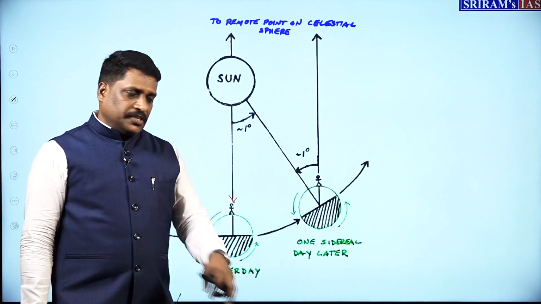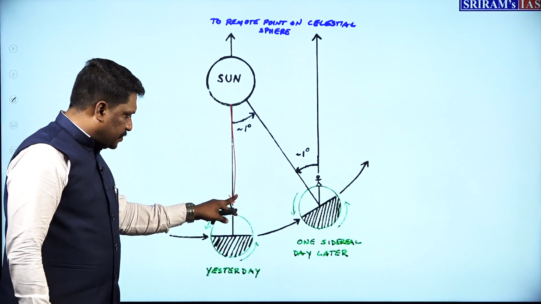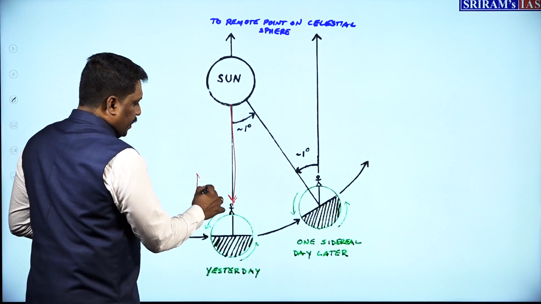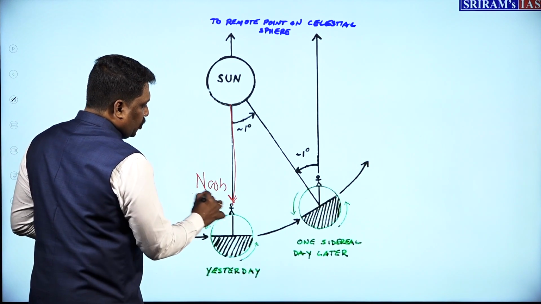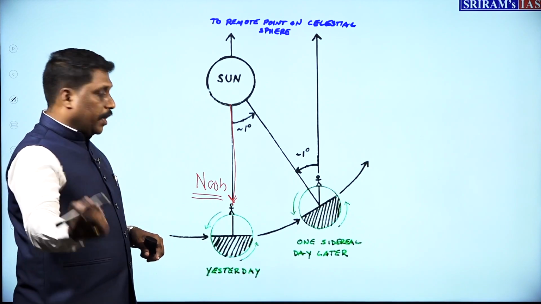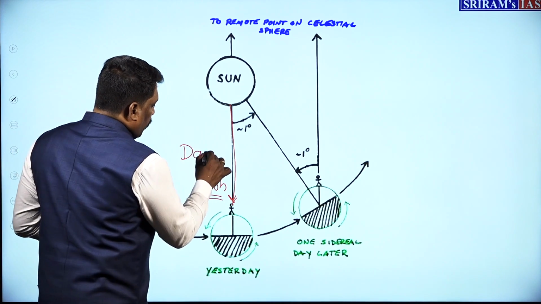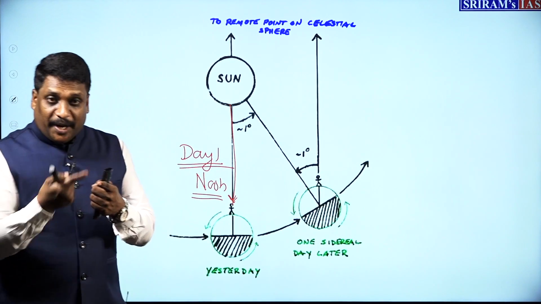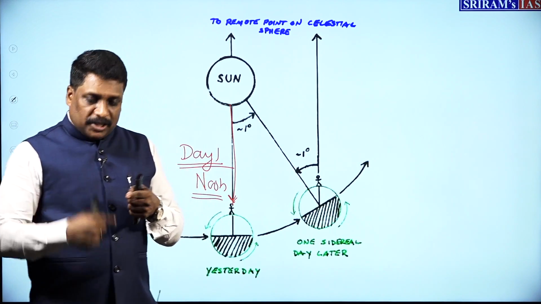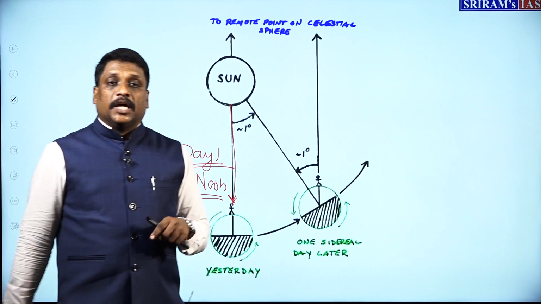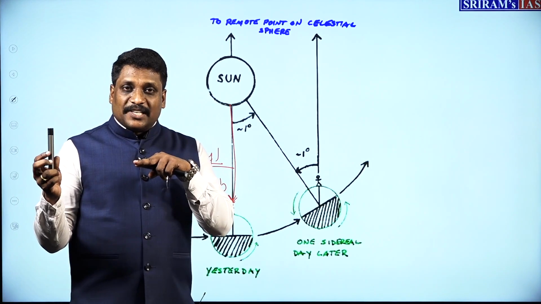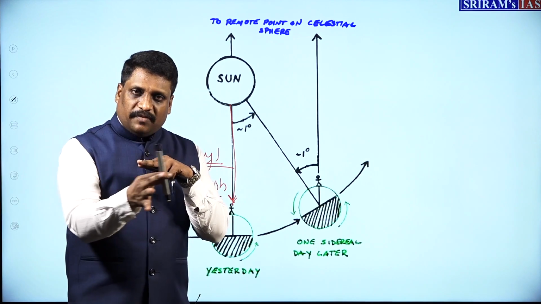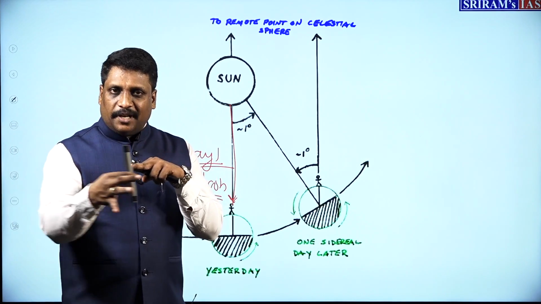See, my dear friends, a person is experiencing sun's vertical rays exactly above his head. So let me call it as what? Noon. This particular place is experiencing noon. Day 1, noon. Then what happens? One day. One day means what? Earth is going to rotate. But I know the fact. Whenever Earth is rotating, I understand Earth is not only rotating. Along with its rotation, Earth is also revolving. It is also moving in its orbital plane.